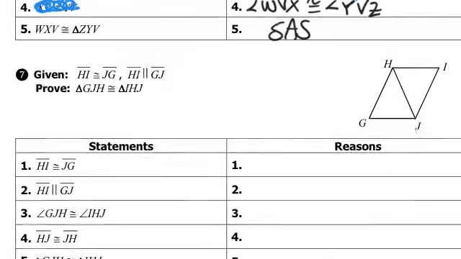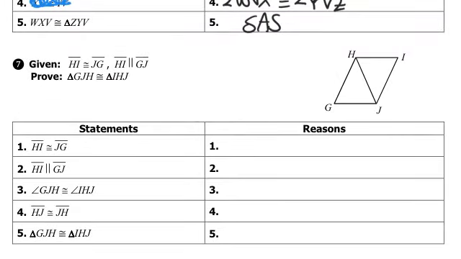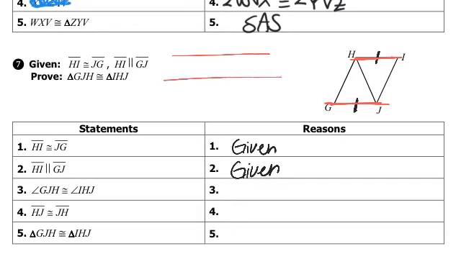All right, number 7. Here we go. Given, that's what I start with. Then I'm going to mark HI is congruent to GJ. They told me that. Now, they told me HI is parallel to GJ, also given. Okay, now, I now know that HI is parallel to GJ. Now, remember when we talked about parallel lines cut by a transversal? Well, this is what they're talking about. If we have parallel lines, all of those properties still exist.